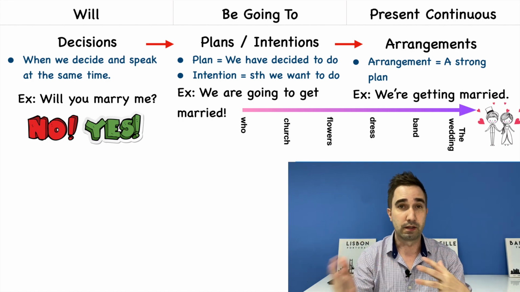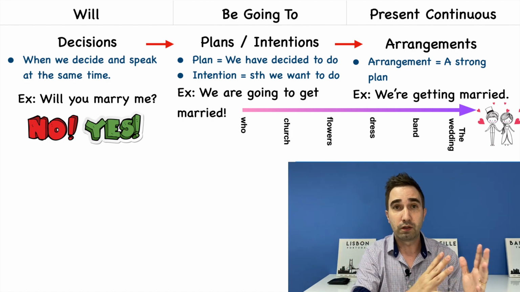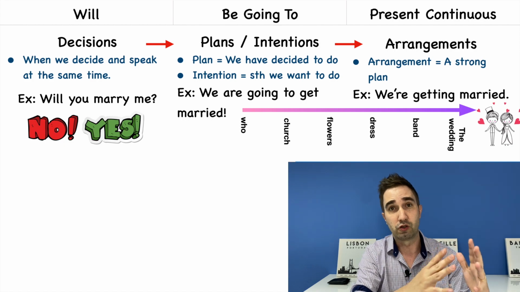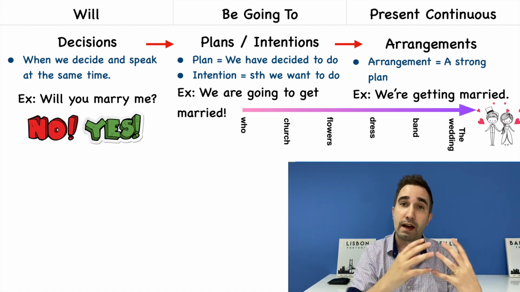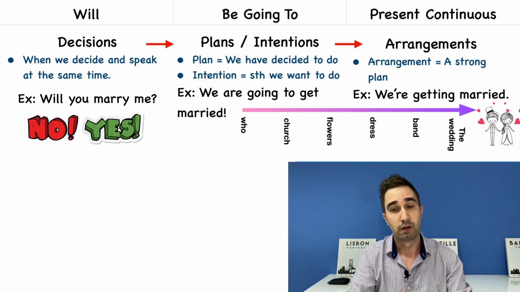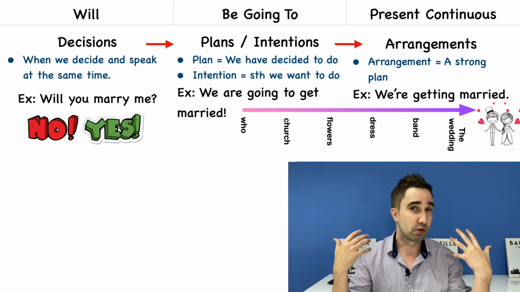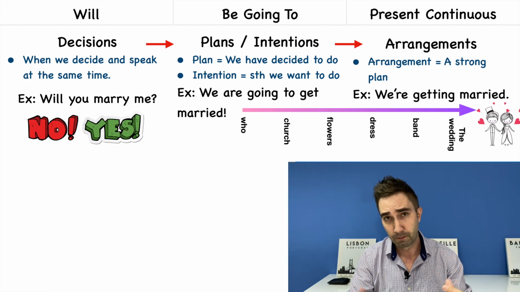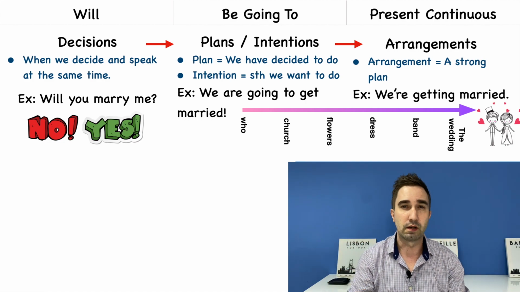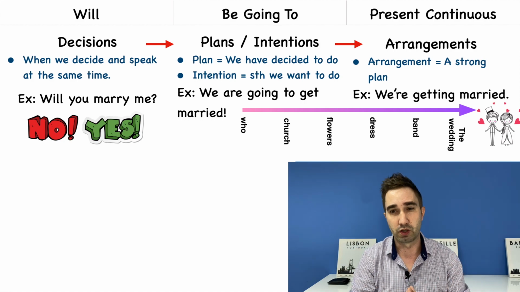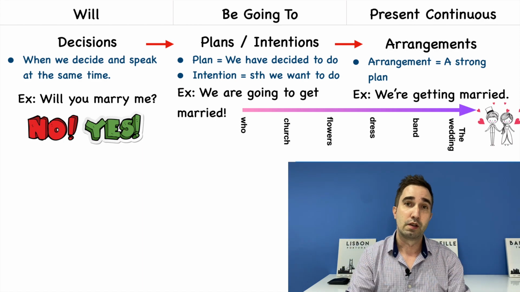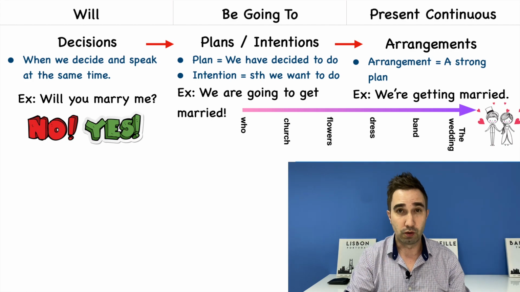So if you look back at this timeline, we have will, and will is to make the decision. Will you marry me? Yes, I will. After we decide that, it becomes a plan. We're going to get married. I don't know where, I don't know what time, I don't know when. This is just our plan. It's just our intention. But once we get all of these details, once we get all of this information, you're going to see that it becomes an arrangement. We are getting married.